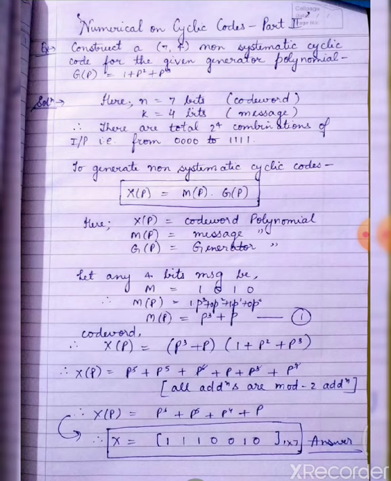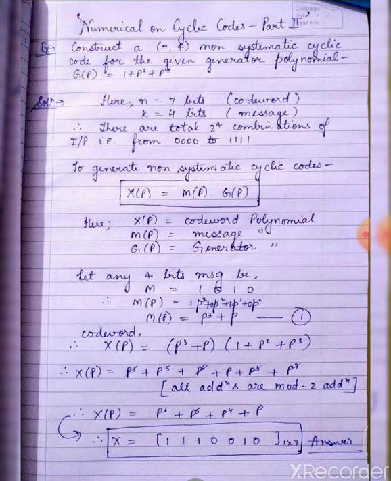So to generate the non-systematic cyclic codes, the formula which we use is x(p) equals m(p) into g(p). Now what is x(p)? x(p) is the polynomial for the generated code word, m(p) is the polynomial for the message signal or for the message vector, and g(p) is the generator polynomial which is given in the question.